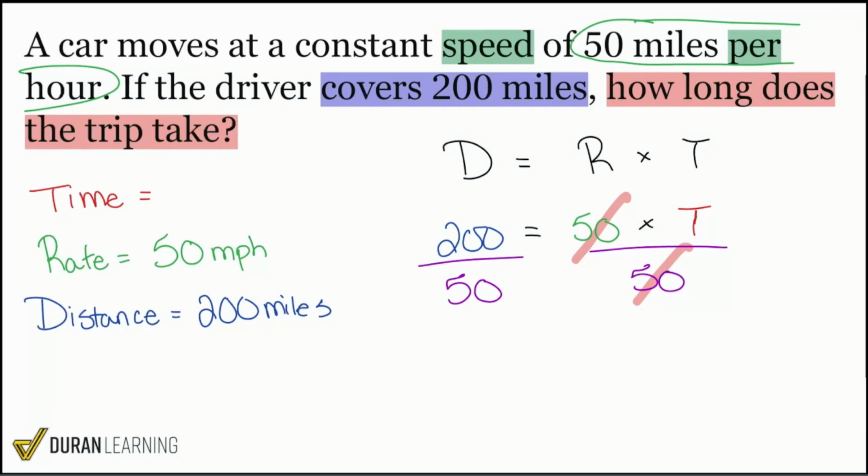4 times 50 will be 200. So we have ourselves 4 hours as our unit of time. And again, I knew it was hours because we have 50 miles per hour. So hour gives away what that time unit is. Hours. And there we have it. That's the second problem, where we're working backwards.